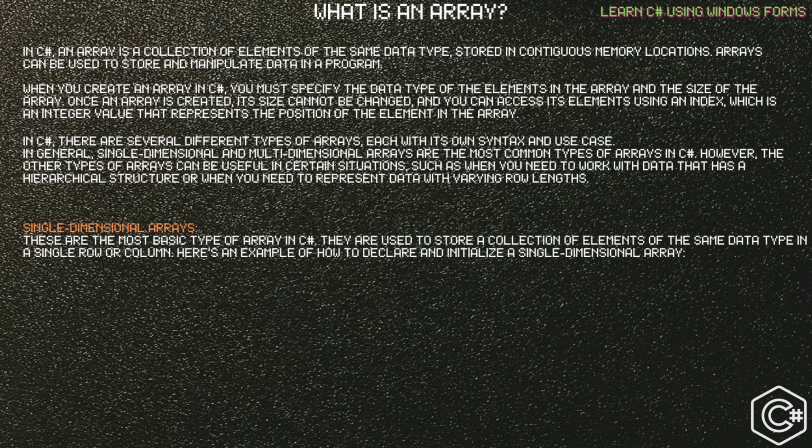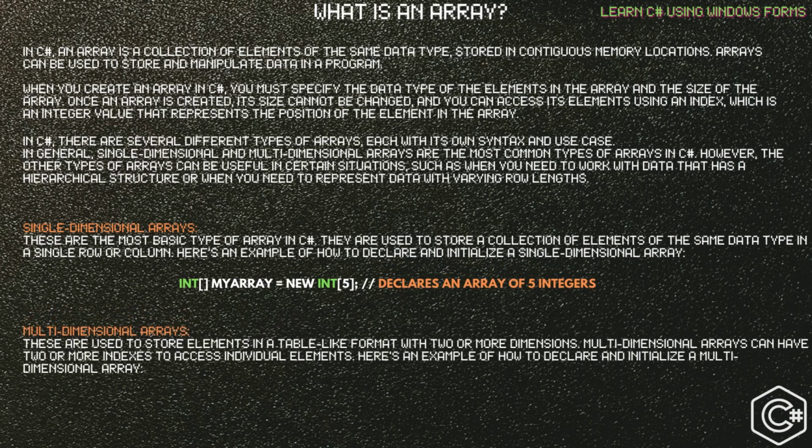Single-dimensional arrays. These are the most basic type of array in C#. They are used to store a collection of elements of the same data type in a single row or column. Here's an example of how to declare and initialize a single-dimensional array. Multidimensional arrays. These are used to store elements in a table-like format with two or more dimensions. Multidimensional arrays can have two or more indexes to access individual elements. Here's an example of how to declare and initialize a multidimensional array.